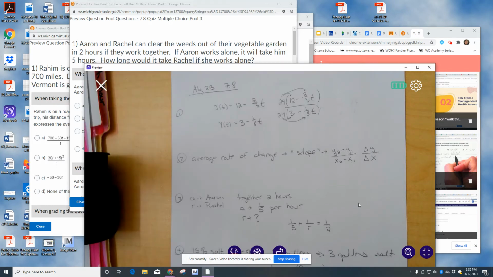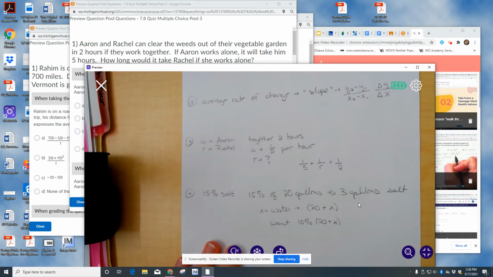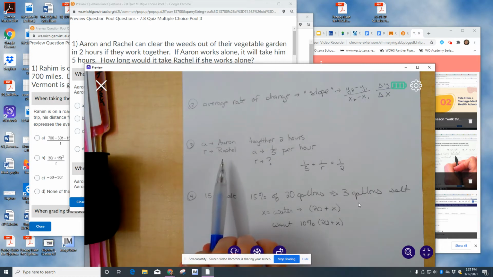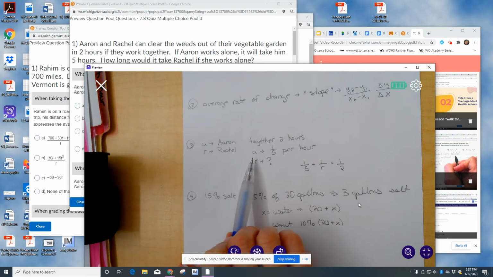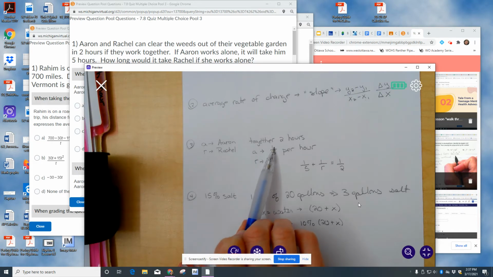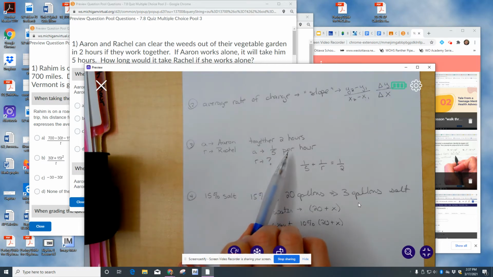So here's how you want to think about this. I kind of summarized my information here. So I got Aaron and Rachel. Those are my variables. And it says if they work together, it takes them 2 hours. So you can think that if Aaron works alone, it takes him 5 hours. So this is kind of his rate that he's working. He's getting 1/5 of the job done per hour. And the question is, how long does it take Rachel if she works alone?